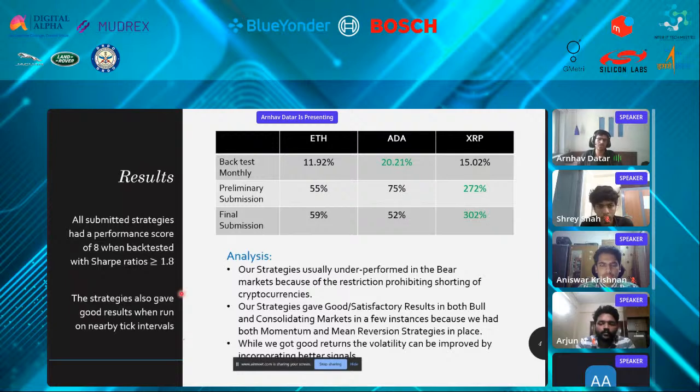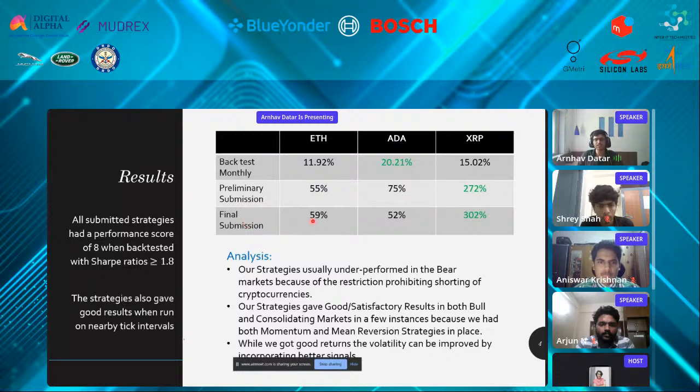The strategies also gave good results when we ran them on the nearby tick intervals. When we submitted the preliminary, when we were allowed the 7 tests, we see that ETH and ADA did not perform so well, but XRP gave very good average returns. Here, these average returns are the average of the bull, the bear, and the consolidating markets. Basically, it's simple division.